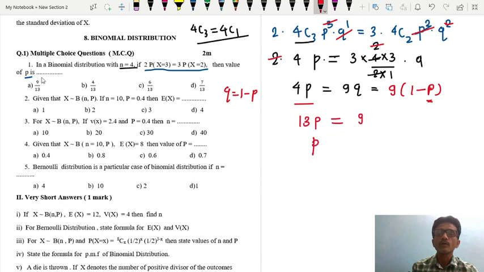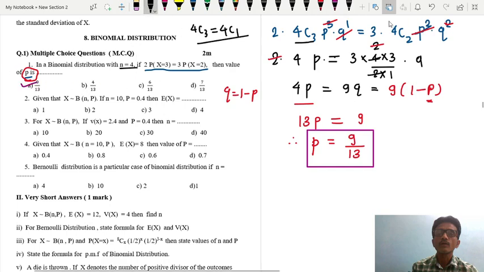So therefore what is p? P is required over here. You have to find the value of p. So therefore p is equal to 9 upon 13. So we are getting the value of p is equal to 9 upon 13. So 9 upon 13 is the first option. So the first option is the correct option. Yes, students. Next question we attempt.